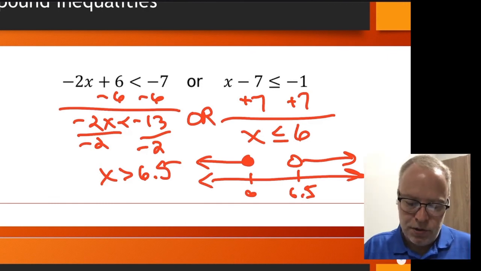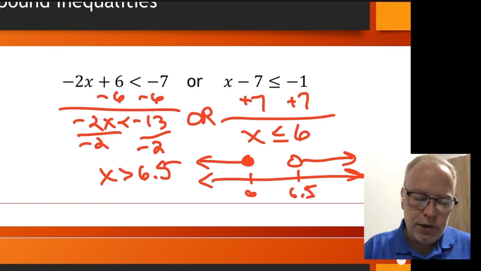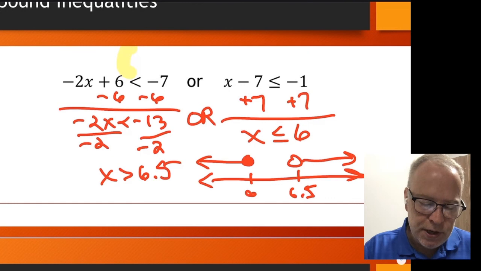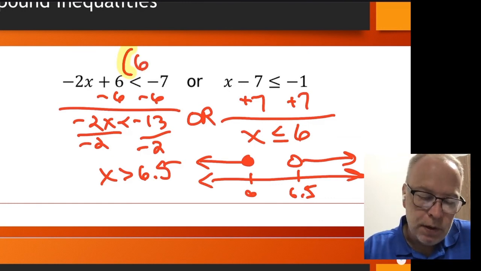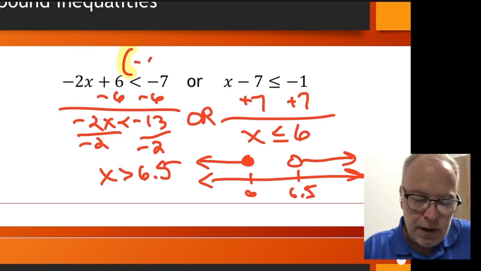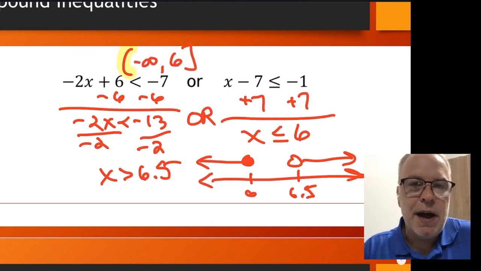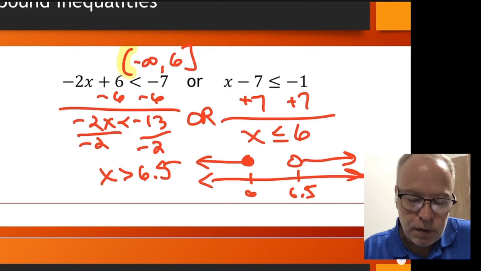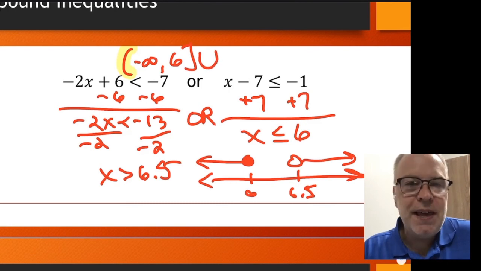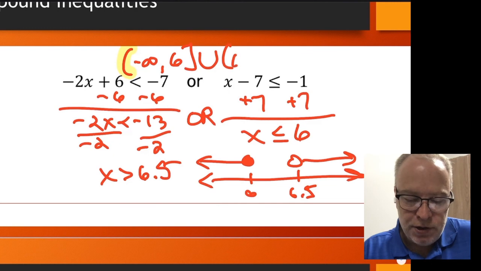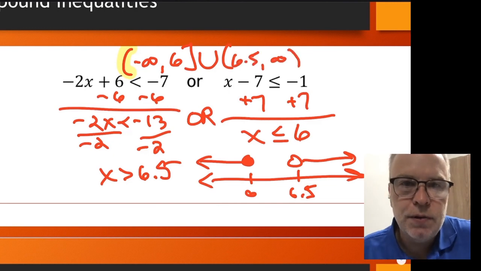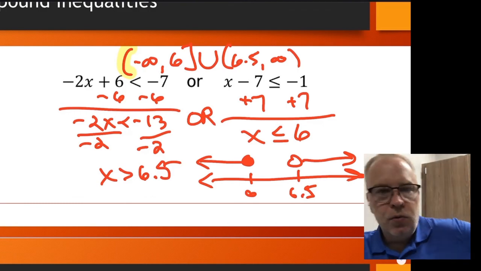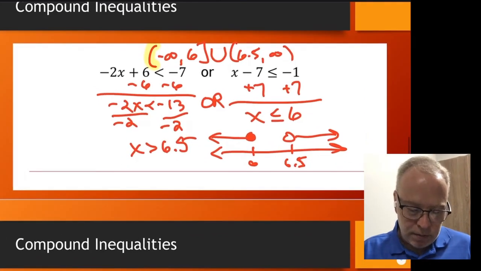So the answers in interval notation, let me write it way at the top here. It'll be, whoops, all right, let's try that again. Negative infinity all the way up to 6 with a bracket because of the closed circle, and then we union that together with another region, 6.5 to infinity and beyond, right? You guys know that reference. Great, we are doing awesome here.